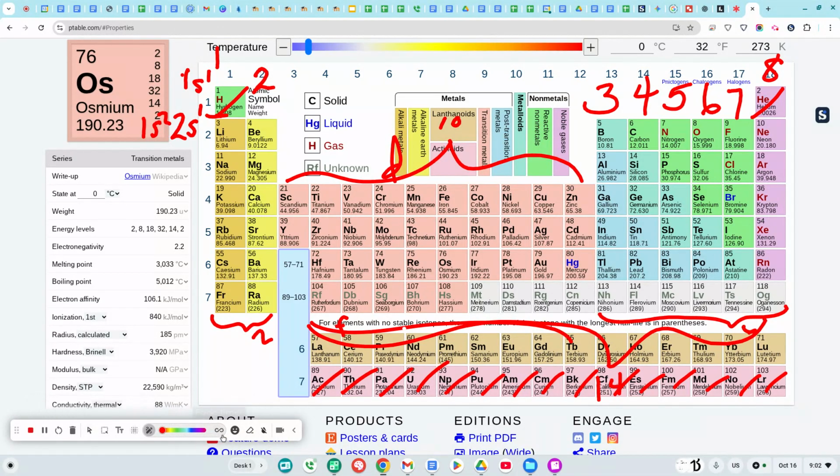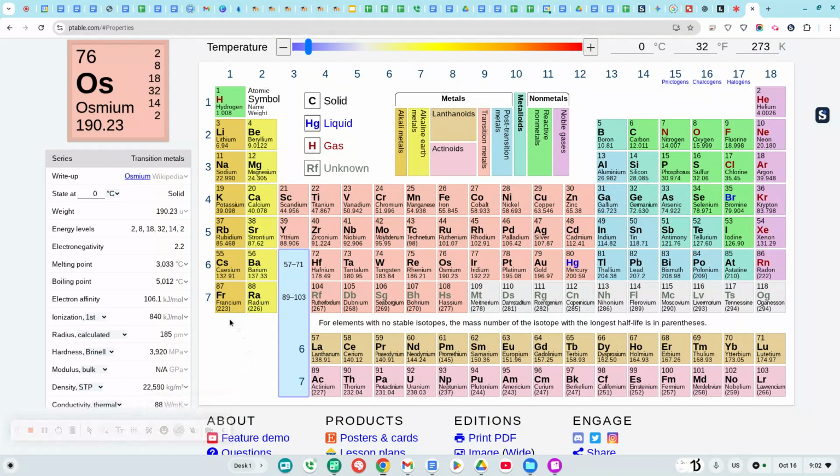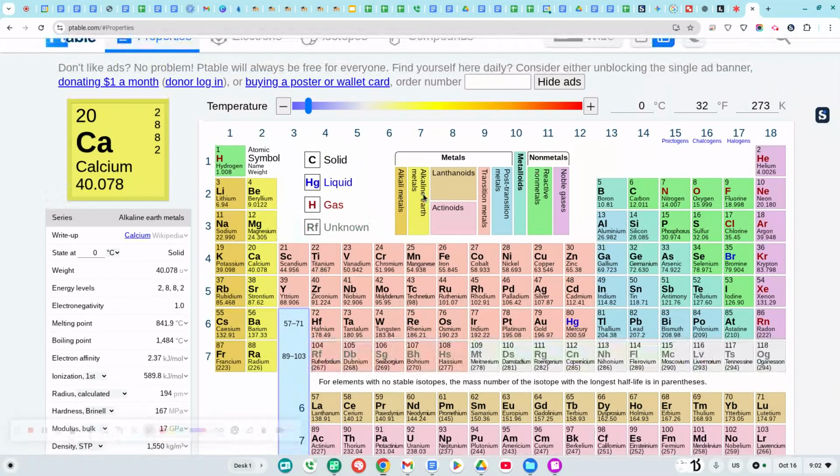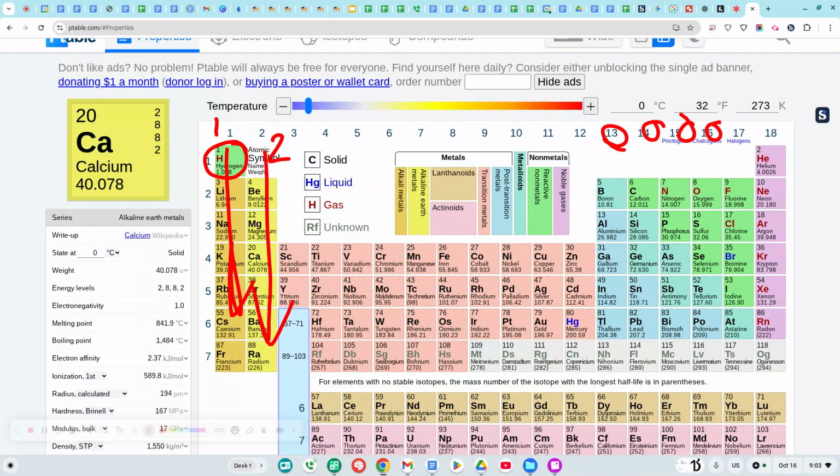All right. Now, when we look at this, we're going to remember our valence electrons. Everything in group 2 has 2 valence electrons. Everything in group 1 has 1 valence electron. Then 3, 4, 5, 6, 7, and 8, respectively.